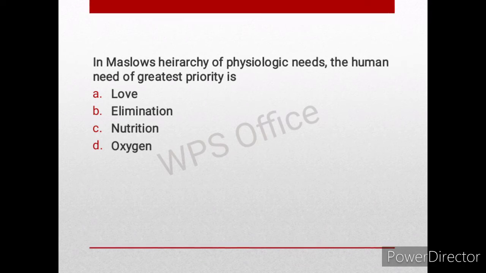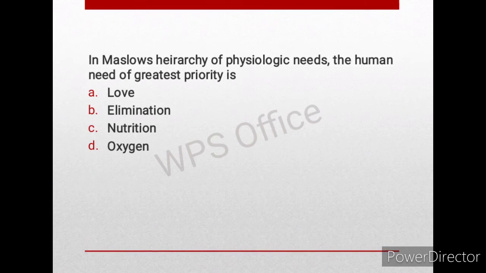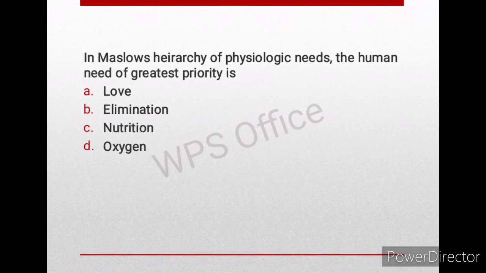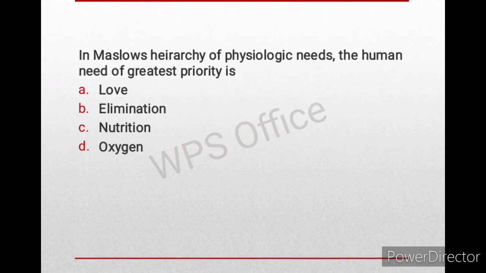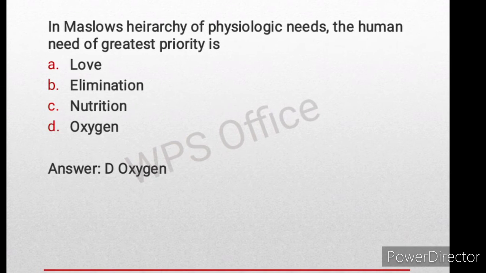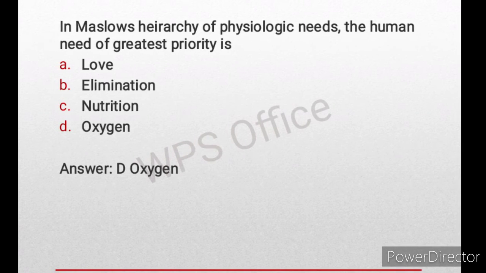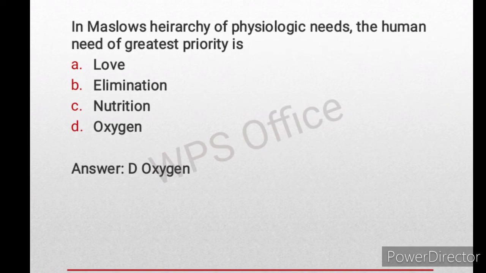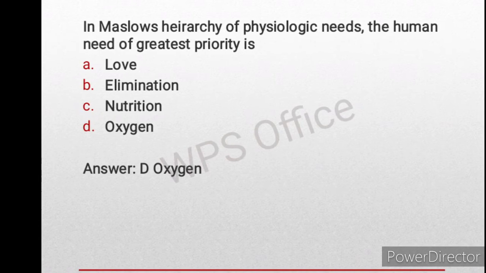Next question is, in Maslow's hierarchy of physiologic needs, the human need of greatest priority is given to A, love, B, elimination, C, nutrition, and D, oxygen. Here, the correct answer will be D, that is oxygen. So Maslow defined a need as a satisfaction whose absence causes illness, and considered oxygen to be the most important physiologic need.